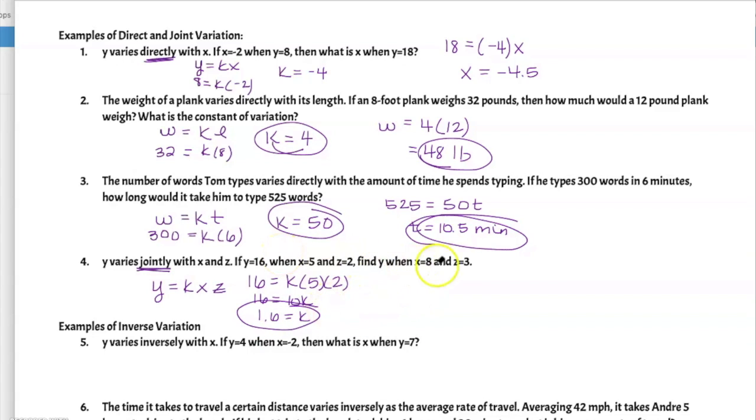Then they want us to find y when we have x equal to 8 and z equal to 3, so I'm just going to plug in as I go. 1.6 is k, times 8 times 3, which when we multiply all of that together, y is going to be equal to 38.4.